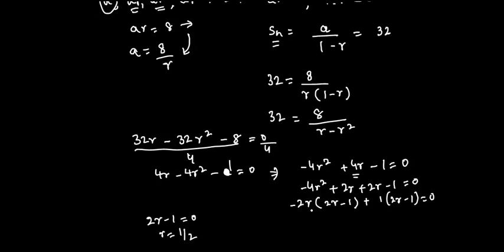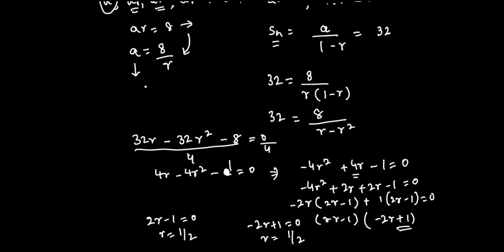Right? Or this could have been written as this also, 2R minus 1 minus 2R plus 1. Right? Even if you solve this one also, minus 2R plus 1 is equal to 0, R is equal to 1 by 2. So in both the cases, the value of R is equal to 1 by 2.